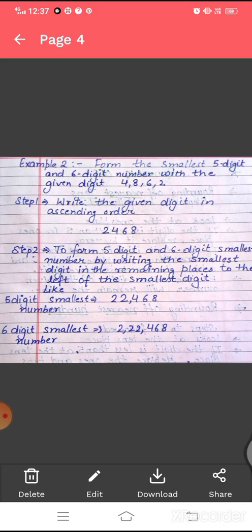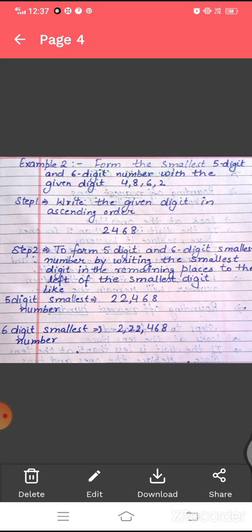Likewise, if we want to form the smallest 5-digit or 6-digit number with the digits 4, 8, 6, 2, what steps do we follow? Firstly, we arrange our digits in ascending order. That is, we write the smallest digit 2, then 4, 6 and 8. Gradually we go towards the largest digit. For step 2, for forming our 5-digit or 6-digit smallest number, we write the smallest digit in the remaining places to the left of the smallest digit.